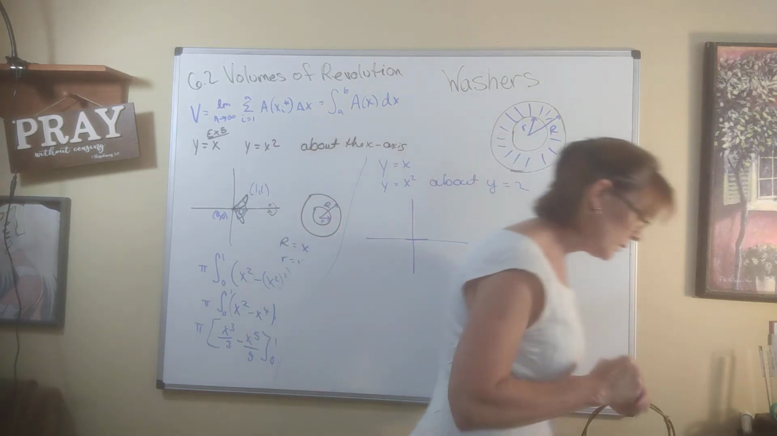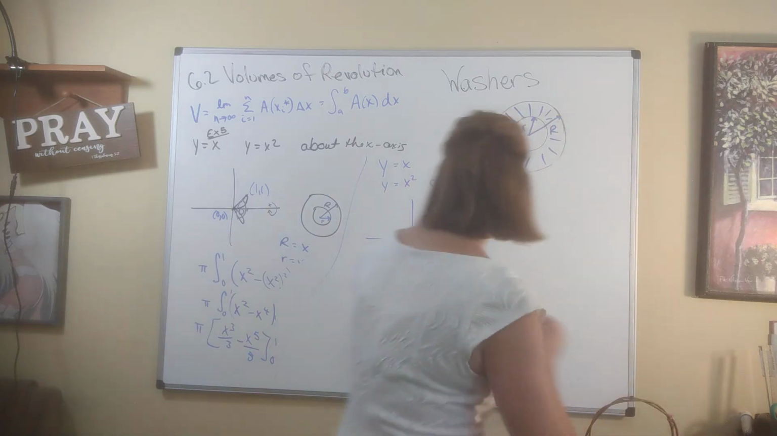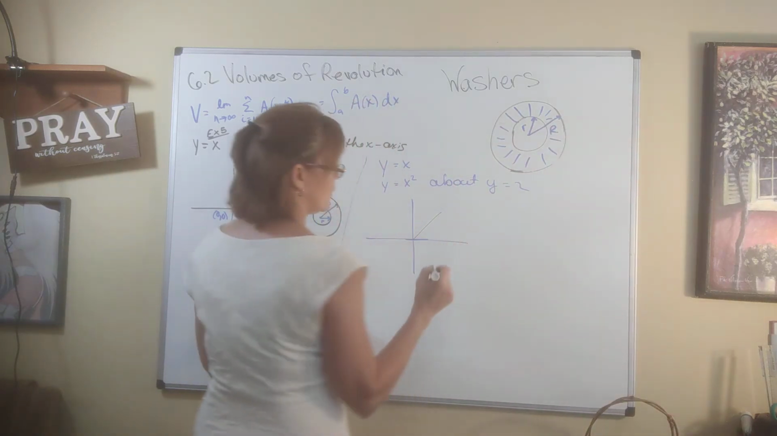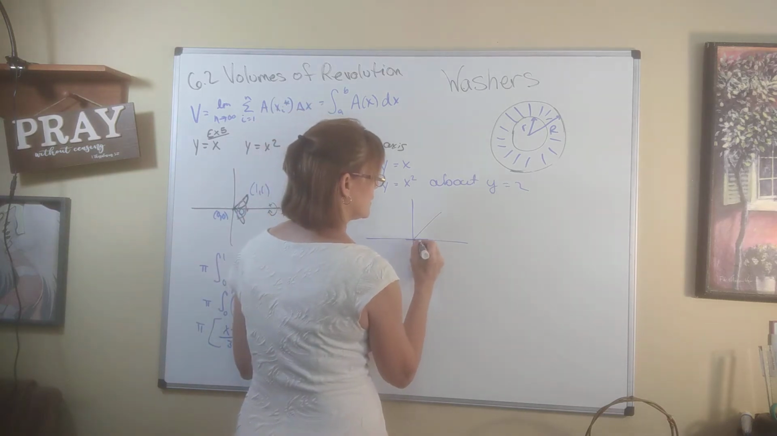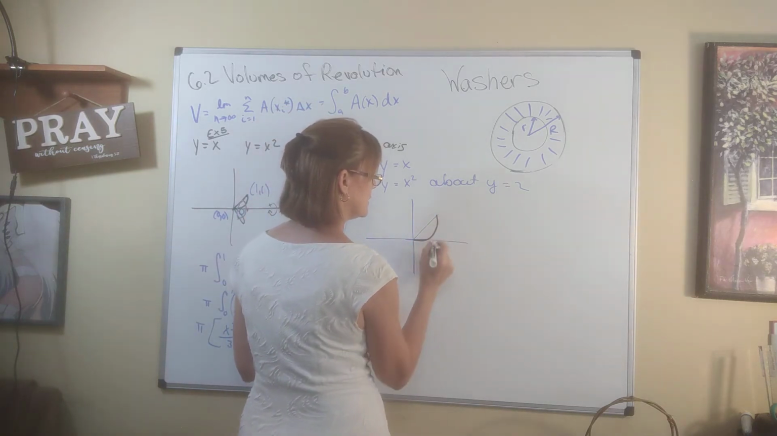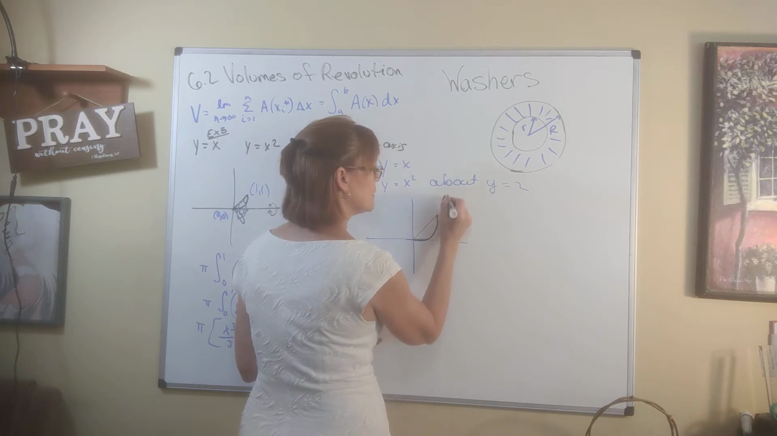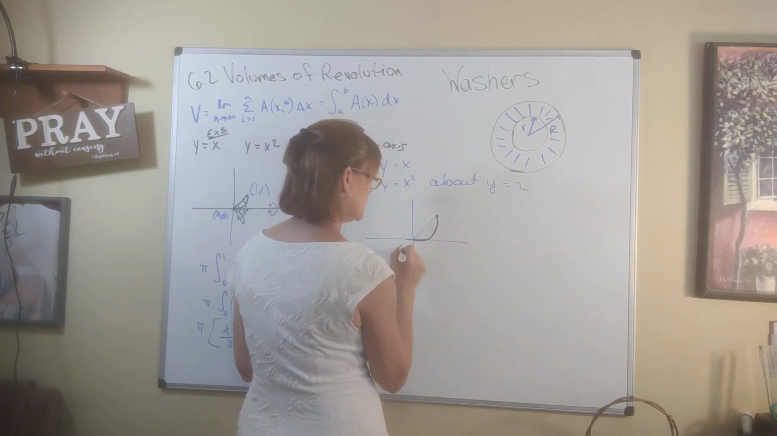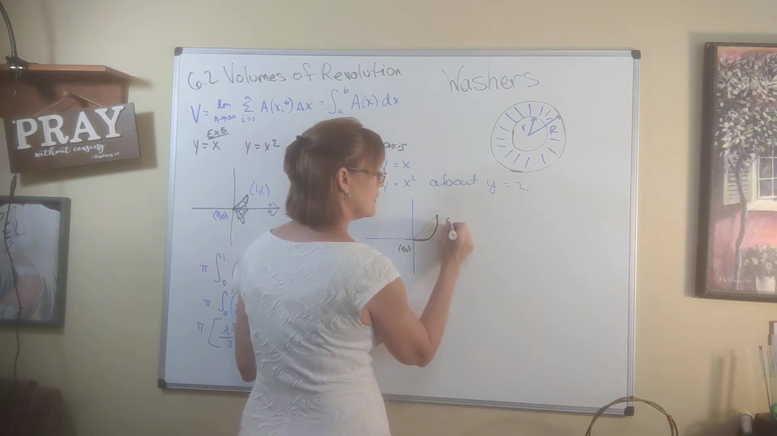Okay. Now, y equals x is still the same line. So here it is, y equals x. And y equals x squared looks like this. So this is my region. This is the point (1, 1). This is the point (0, 0) and (1, 1).